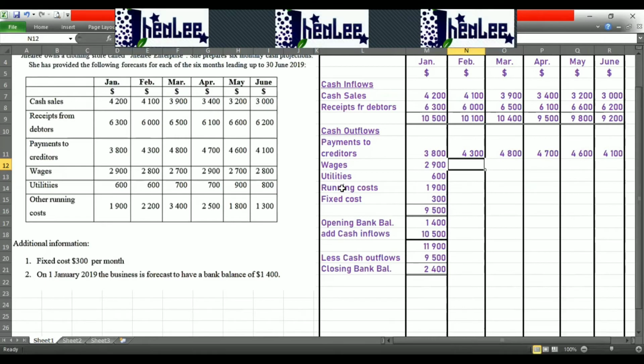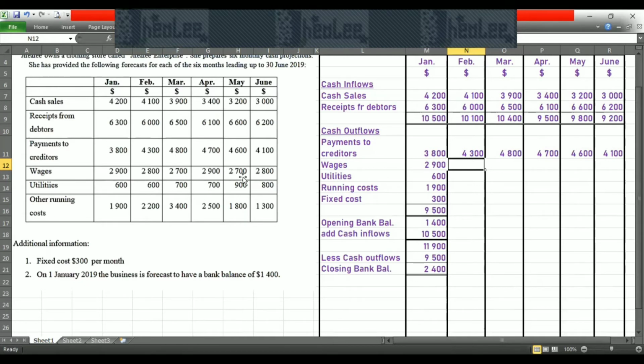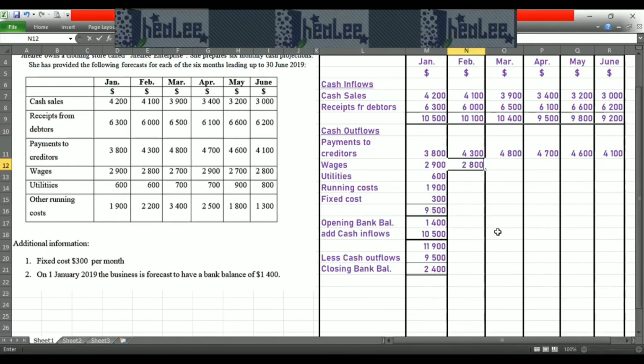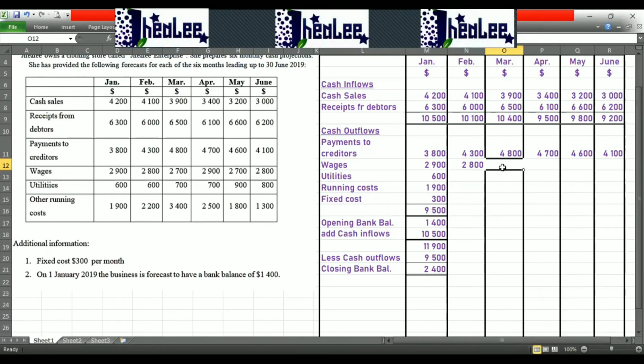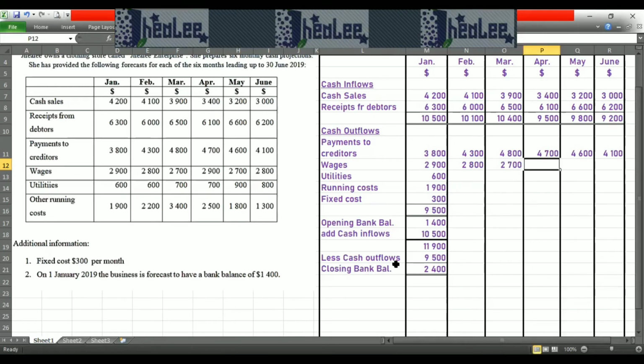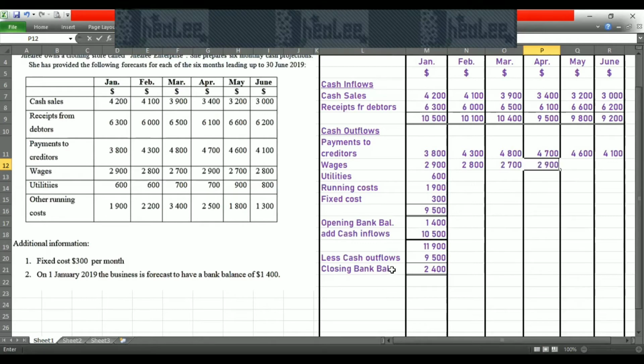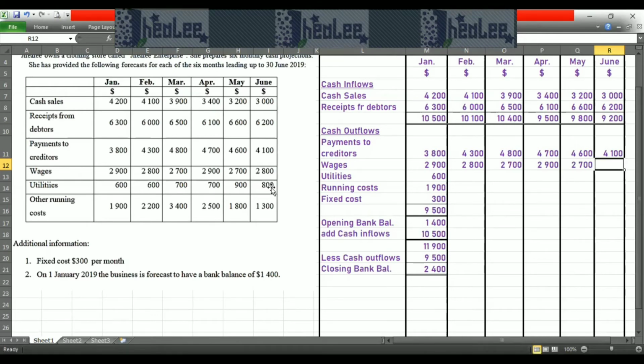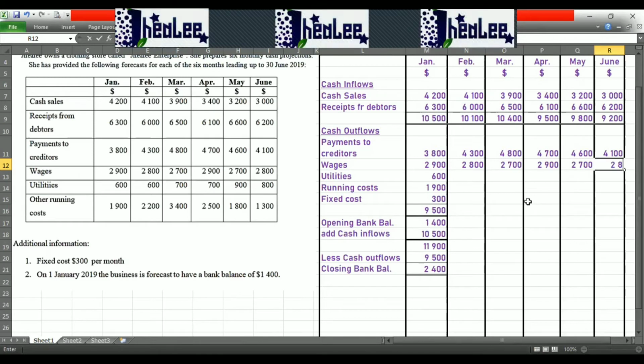Wages, remember that is an outflow as well. We did for January. We're going to pick up for February running down to June. So here we are. These are the figures that we'll be working with. So for wages, February, that's 2,800. March, 2,700. For April, that's 2,900. May, 2,700 is a projection to be paid out for wages. And for June, that is 2,800.